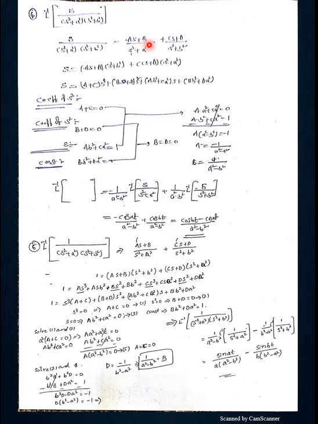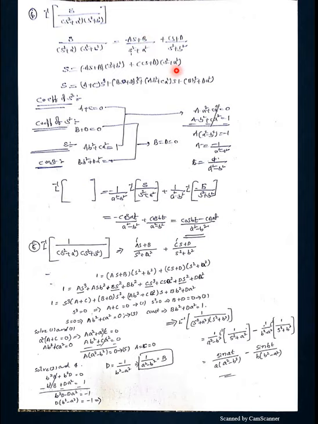I can fractionize into As plus B by s square plus a square, plus Cs plus D by s square plus b square. Students, here some people are writing A plus B. Please don't write A plus B, write As plus B. Then take LCM on both sides.